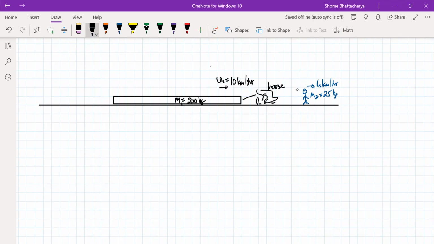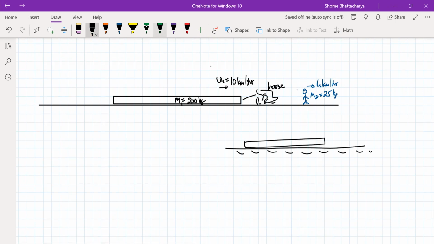Next moment, the boy climbs onto the plank. What we have to assume in the question, which is not actually explained, is that while the boy is climbing onto the plank, the horse does not apply any additional force on the plank, because without that the question would not make sense. And the surface below is also frictionless. So now this starts moving as a system with some common velocity v.